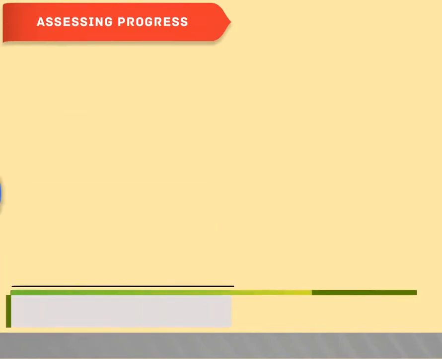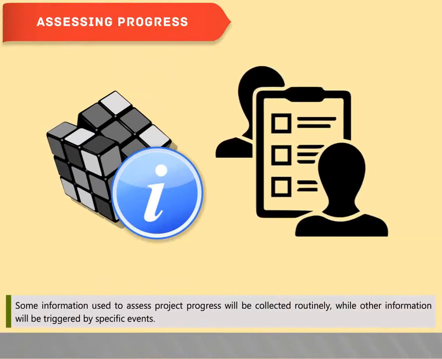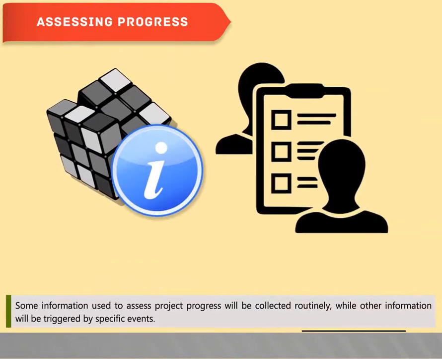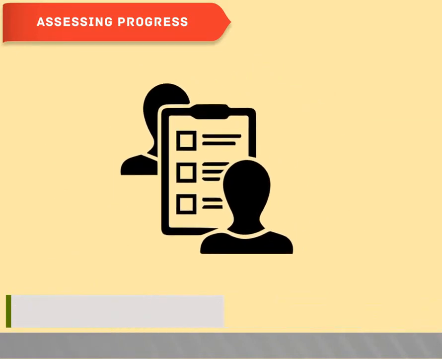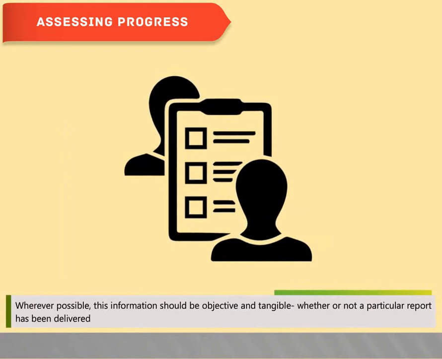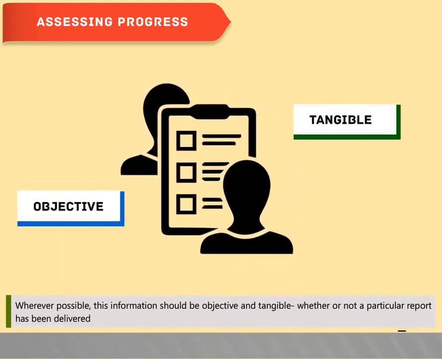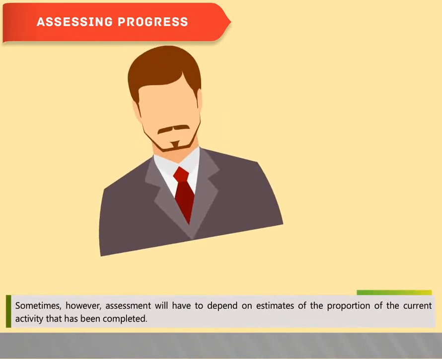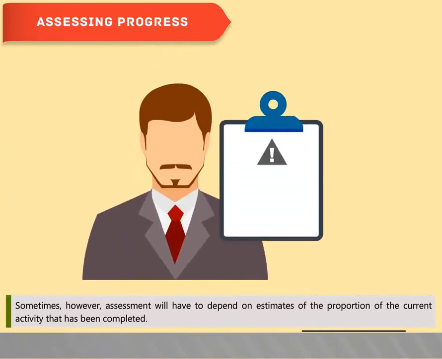Assessing progress. Some information used to assess project progress will be collected routinely, while other information will be triggered by specific events. Wherever possible, this information should be objective and tangible, whether or not a particular report has been delivered. Sometimes, however, assessment will have to depend on estimates of the proportion of the current activity that has been completed.